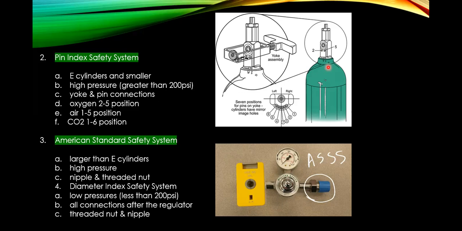The cylinders larger than E use the American Standard Safety System because the larger ones don't have to be color coded. The color coding is only for the E tanks and smaller, right? If they're bigger, they don't have to be color coded. They might be, but they don't have to be. And so we use the ASSS for big ass tanks, right? Larger than E cylinders. They are very, very high pressure, and they use the nipple and threaded nut, okay? The nipple and threaded nut.